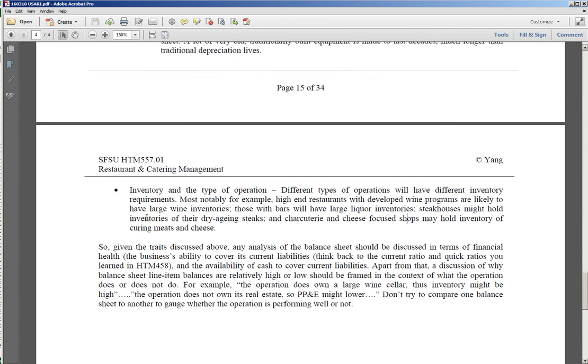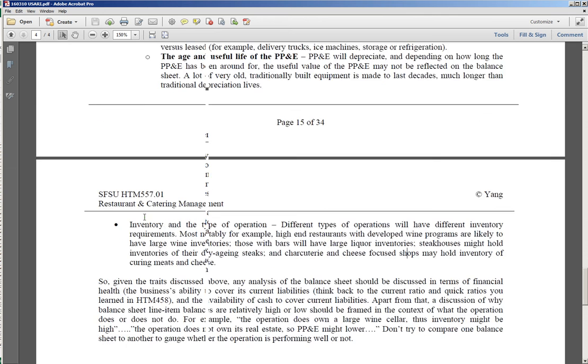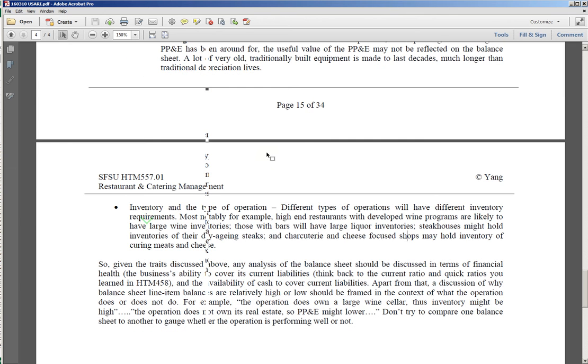Okay. Another thing to notice on balance sheets is the inventory. The value and the proportion of assets in inventory is going to vary greatly depending on the type of operation that you have. Different types of operations will have very different inventory requirements and inventory levels. Most notably, high-end restaurants with really developed wine programs are likely to have very large and very expensive wine cellars.